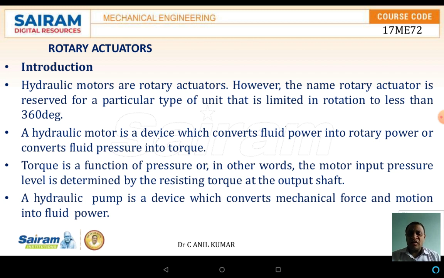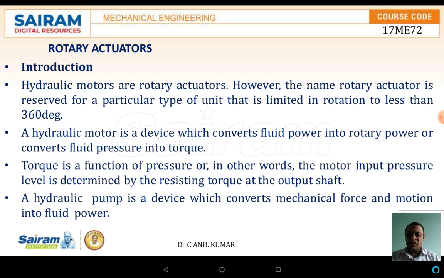Hydraulic motors are devices which convert fluid power into rotary motion, or convert fluid pressure into torque. Torque is a function of pressure; in other words, the motor input pressure level is determined by the resisting torque at the output shaft. As you know, in most systems, especially fluid power systems, there will be a load on the system. Once there is a load, the torque required to drive the system is more, and automatically the pressure required is also more.